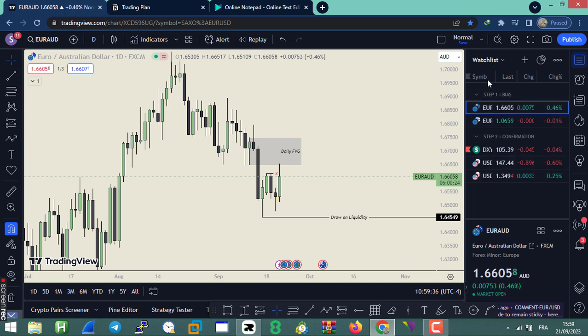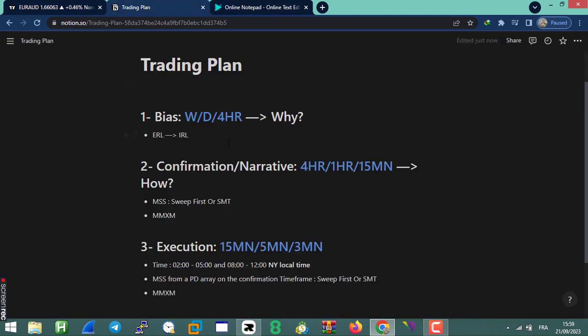So the watch list, as you can see, has two sections. The first section, which is step 1, I write here buys, and the second section is step 2, which is the confirmation. Now, what do I mean by that? If we go to our trading plan, and I have already made a video about this trading plan, you can go and check it out. You can see here that it has 3 steps. It has the buys, and here are the time frames that we want to look for. And we have the confirmation step, and of course the time frames.